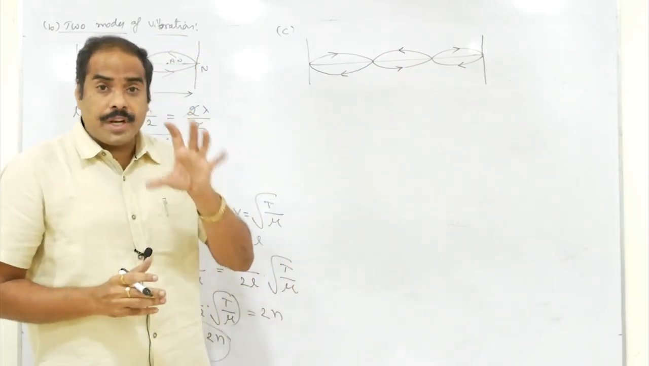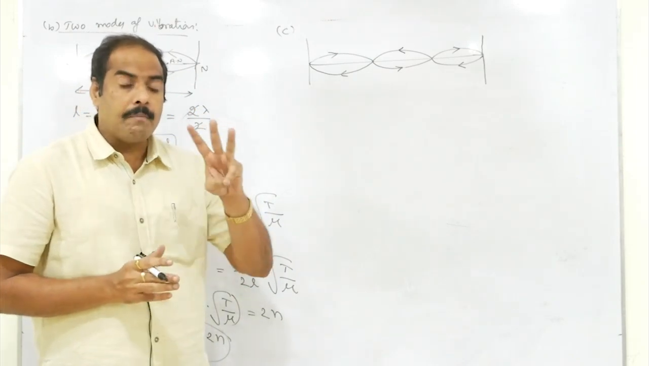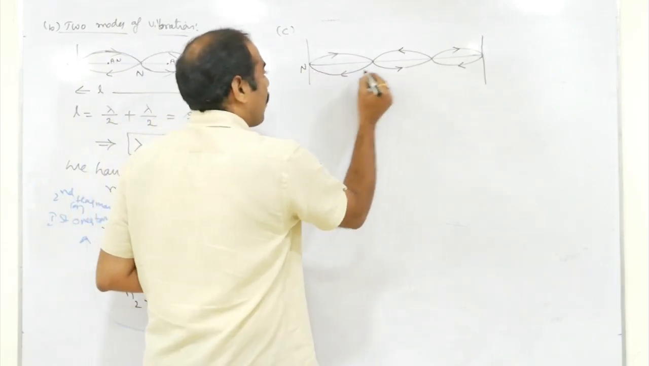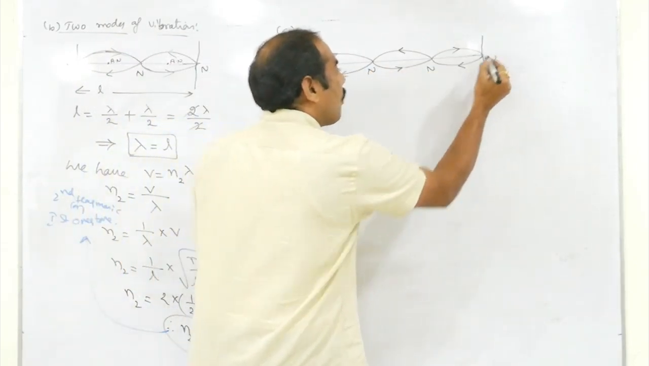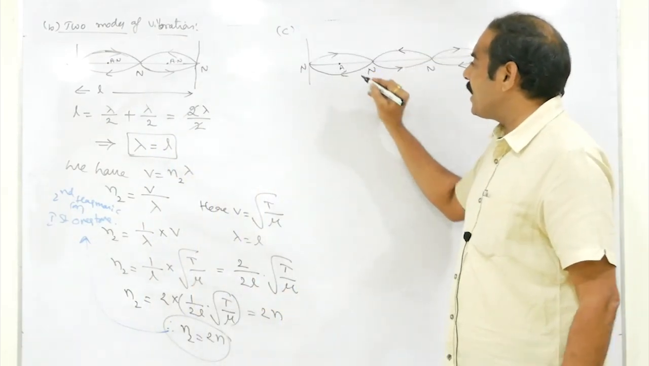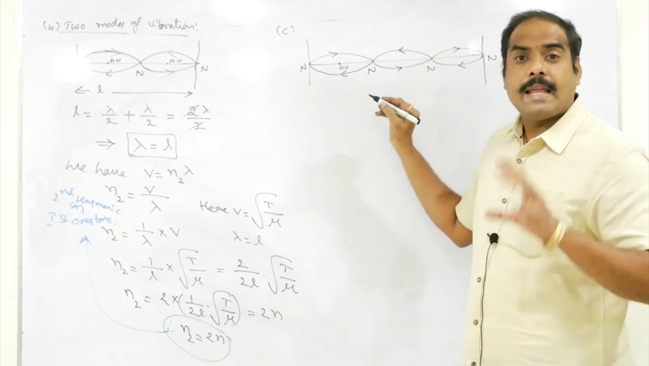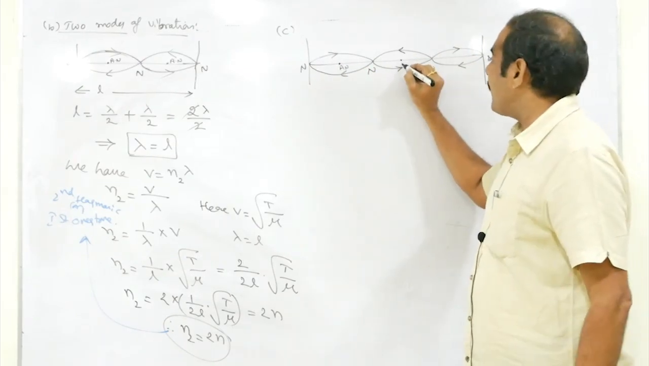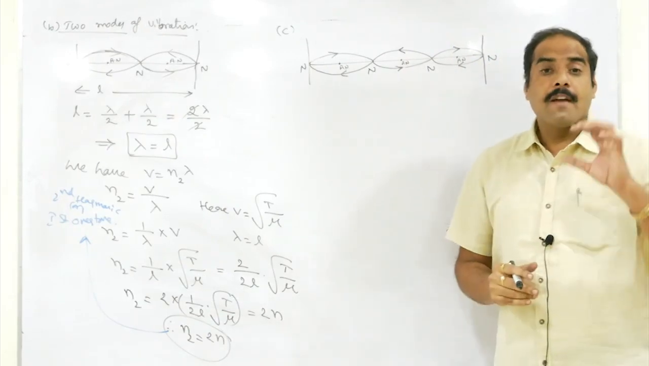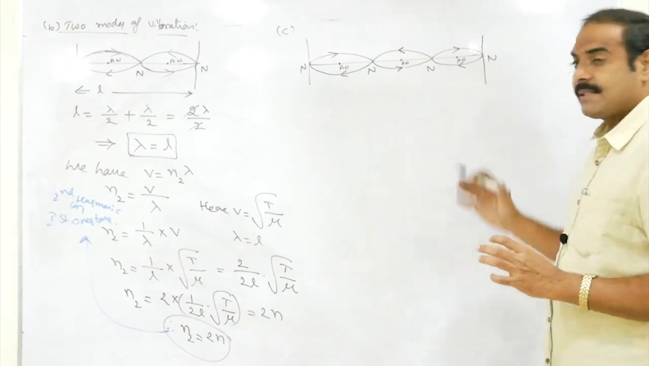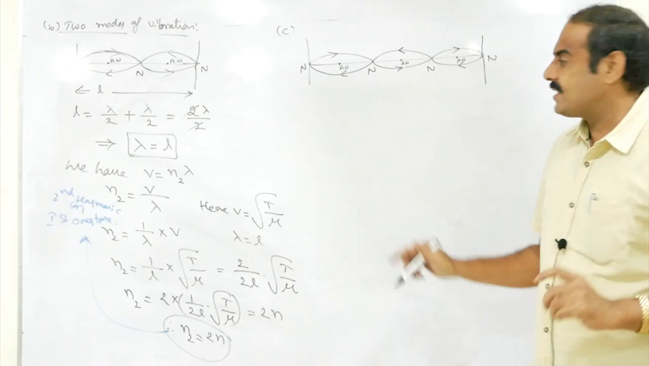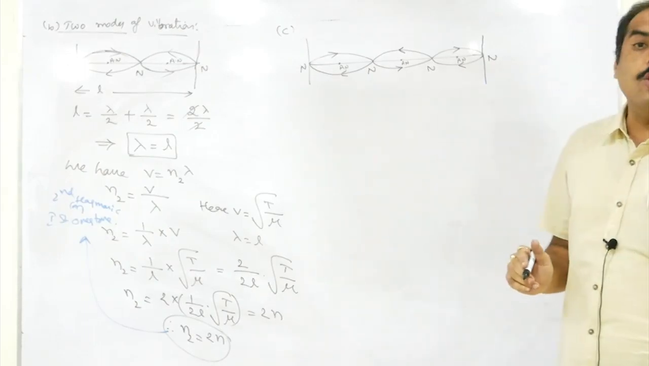Now if the string vibrates with 3 modes or 3 segments or 3 loops, how many nodes are formed? 1, 2, 3, 4. How many antinodes are formed? This is the first antinode. Antinodes means where the amplitude is maximum. This is another antinode. This is another antinode. So when the string vibrates with 3 segments or 3 loops, 4 nodes and 3 antinodes are formed.